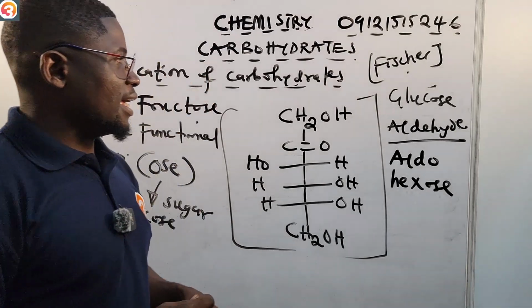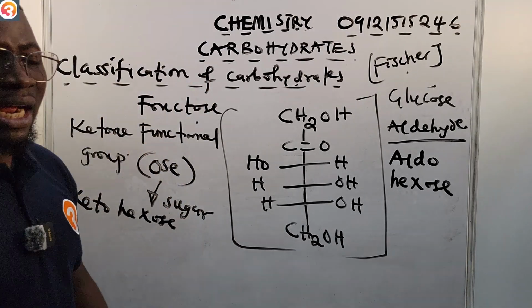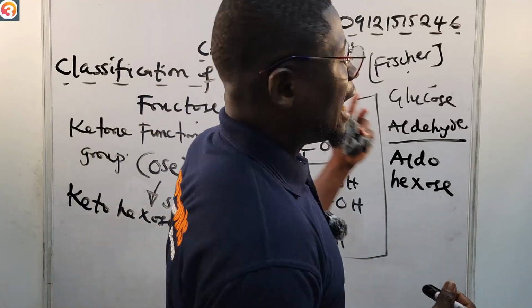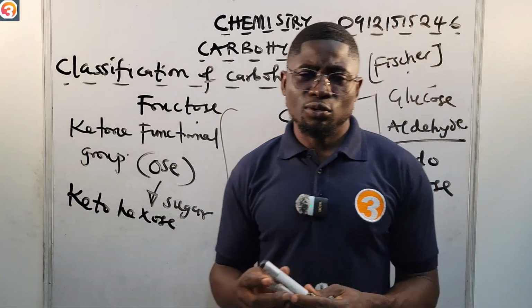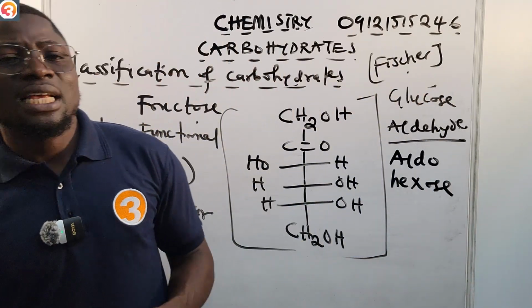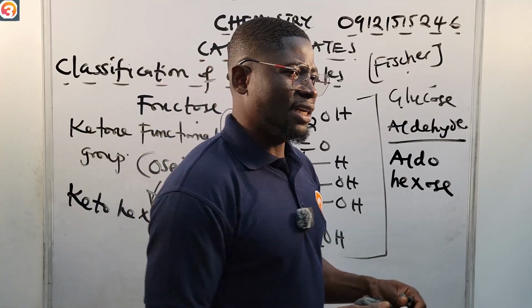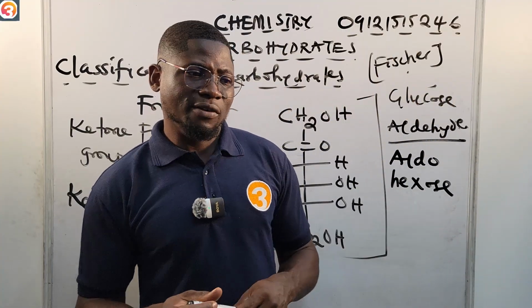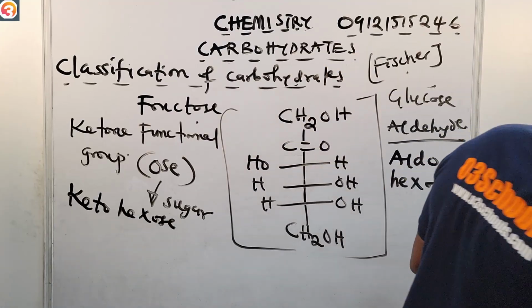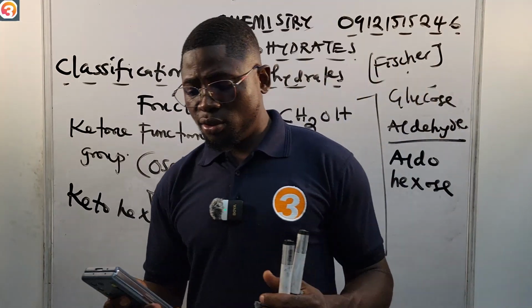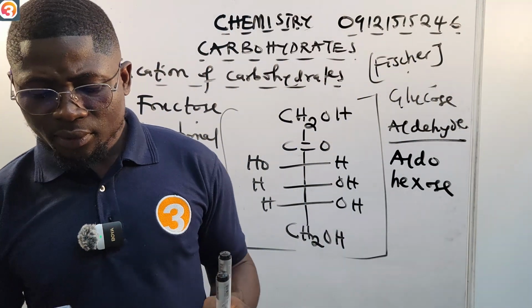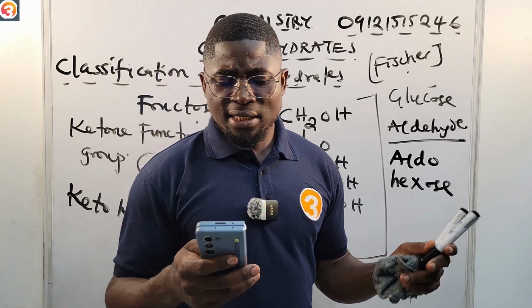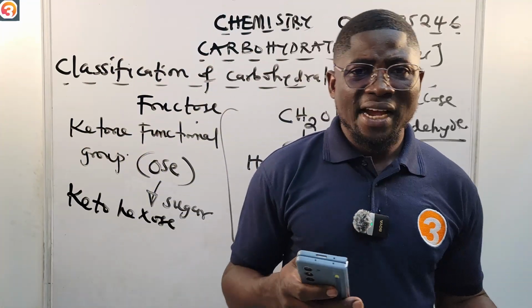So this is where we will round up as it pertains to carbohydrates. We're not going to do more than that. It's an introductory class. In the next class, I'll talk about the preparation and the reactions of carbohydrates, and we are done with carbohydrates. But for now, let us go to the O3 Schools JAMB CBT practice app, answer some questions, and we'll be out of here.